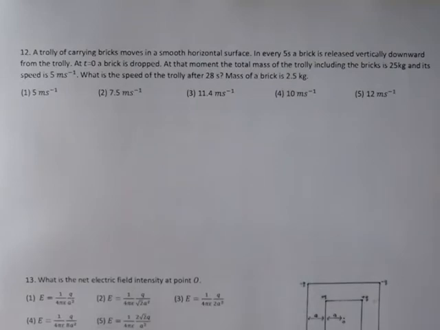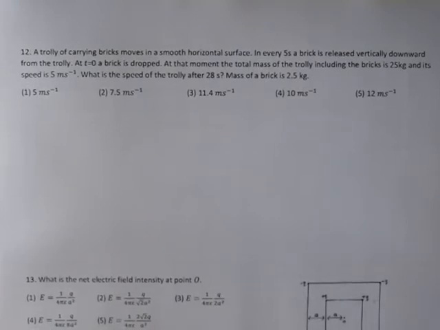A trolley carrying bricks moves on a smooth horizontal surface. In every 5 seconds, a brick is released vertically downward from the trolley. At t equals 0, a brick is dropped. At that moment, the total mass of the trolley, including the bricks, is 25 kilogram, and its speed is 5 meter per second. What is the speed of the trolley after 28 seconds? Mass of a brick is 2.5 kilogram.